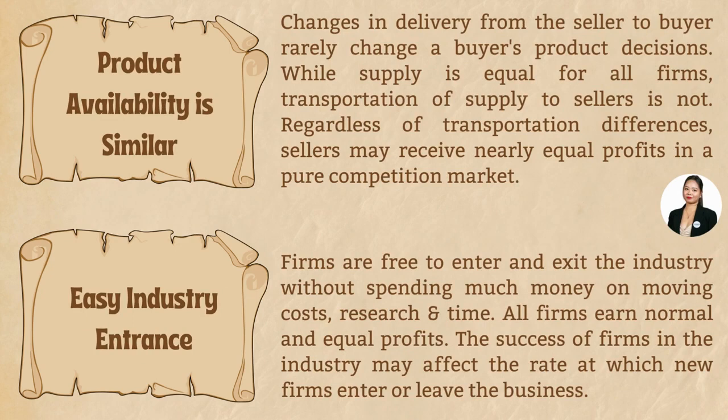Then product availability is similar. While there are minor differences in product availability because of variables such as transportation, location, and weather, products are relatively available to all buyers. Changes in delivery from seller to buyer rarely change a buyer's product decisions. While supply is equal for all firms, transportation of supply to sellers is not. Regardless of transportation differences, sellers may receive nearly equal profits in a pure competition market.